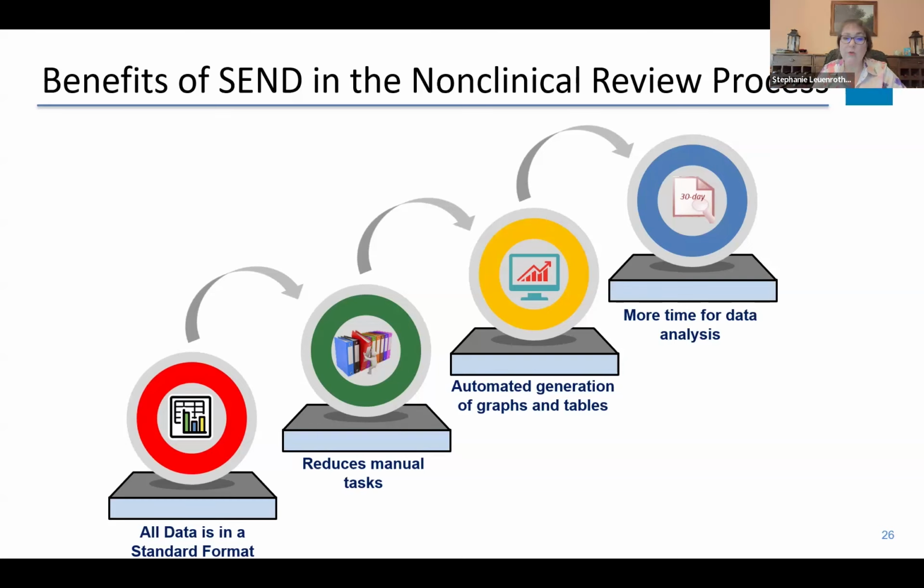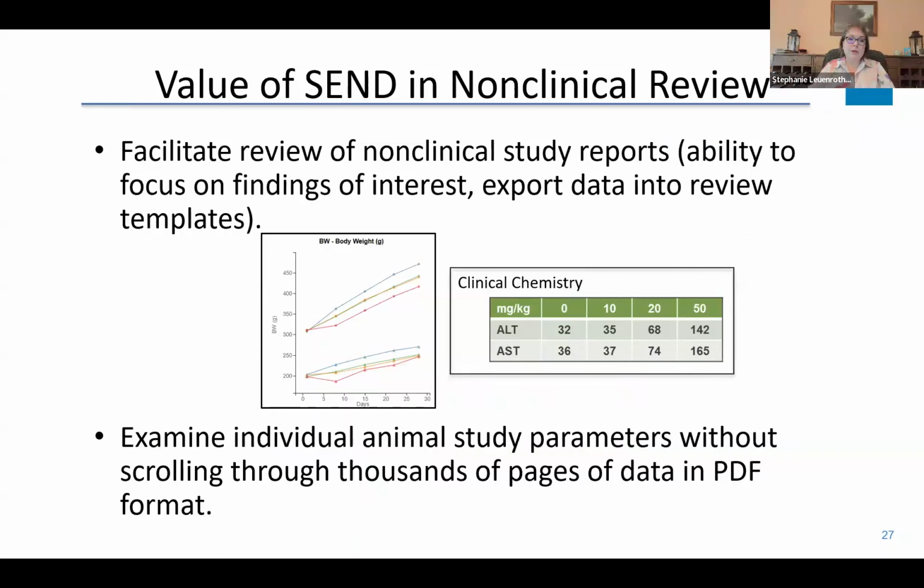You don't have to reproduce those from, well, it used to be from paper, but now from an electronic PDF study report. And the bottom line is, if you don't have to do all of that busy work, then you have more time to do your real job, which is data analysis. So in terms of the value of SEND for non-clinical review, and these are just some generic examples, it facilitates the review of non-clinical study reports.